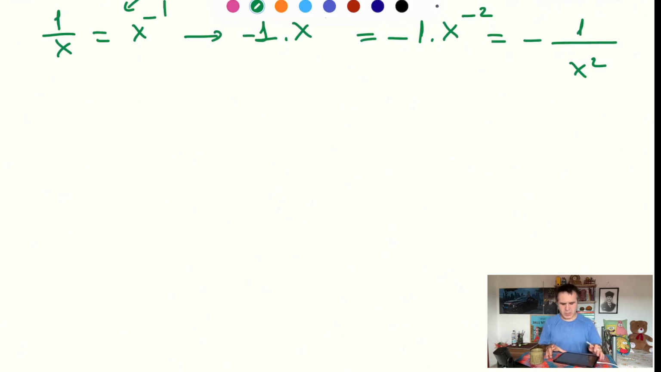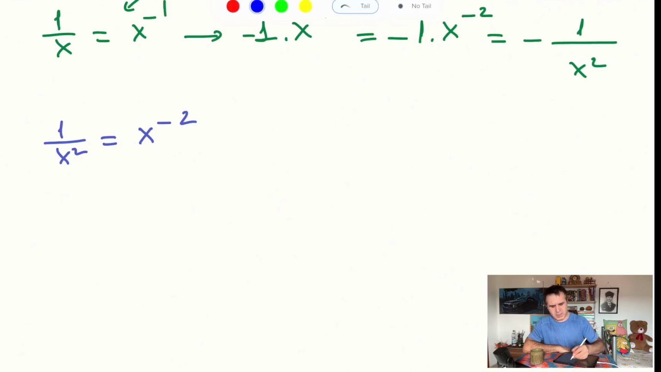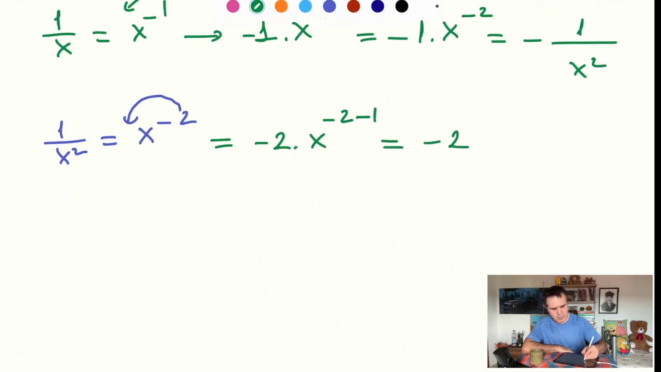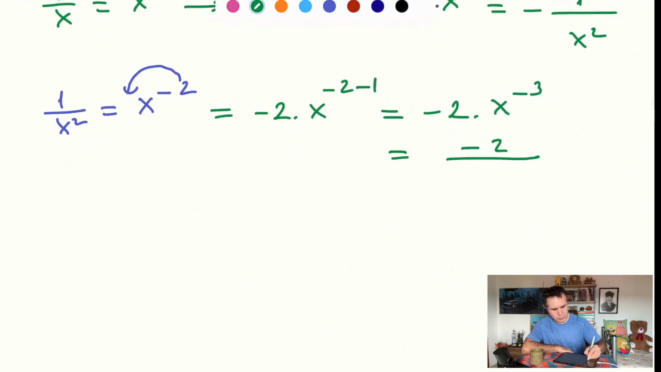Our second function was 1 over x squared. Firstly, we will rewrite it as a power function, and this is equal to x to the power of minus 2. And in order to take the derivative of this, we will write the exponent as multiplication, and this will be equal to minus 2 times x to minus 2, and subtract 1 from the exponent, and this will be equal to minus 2 times x to the power of minus 3, and this is equal to minus 2 over x cubed.